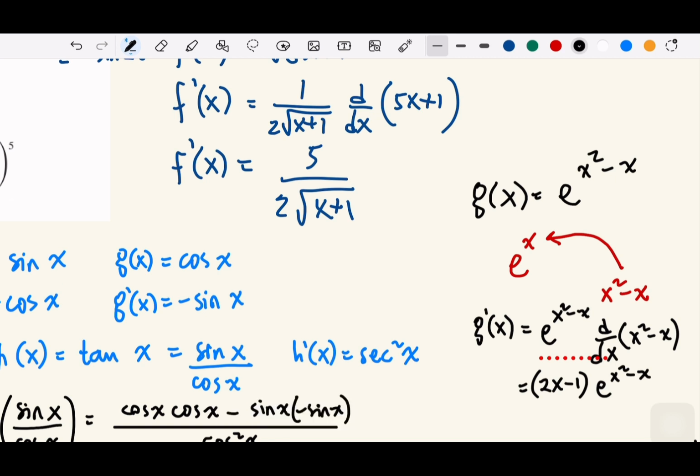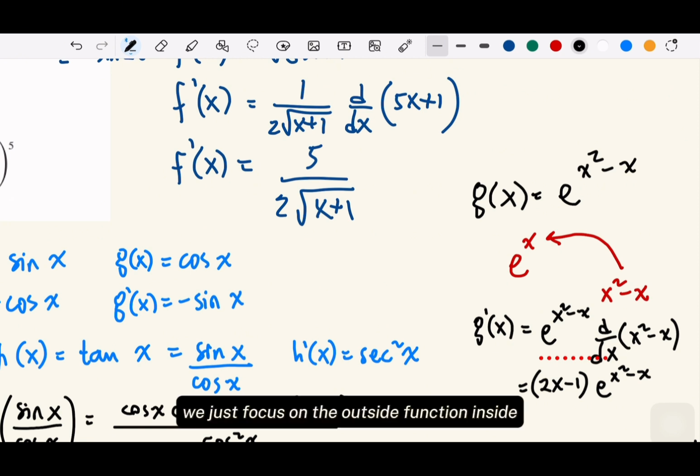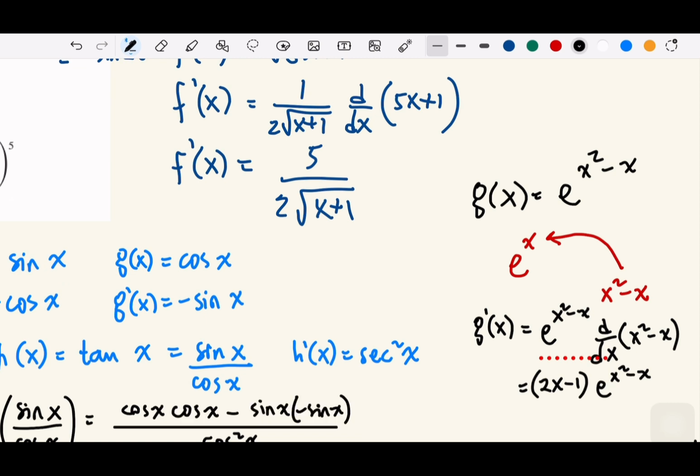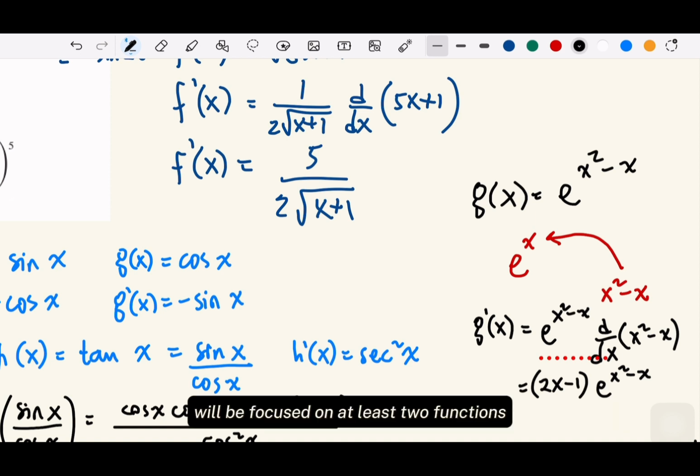Okay? So this is the same. No. All the same. We just focus on two things: outside function, inside function. So all the chain rule will focus on at least two functions. At least two functions that are going to be composed. The outside function and the inside function. Whenever we find the pattern, which one is inside, then we can differentiate all types of functions.